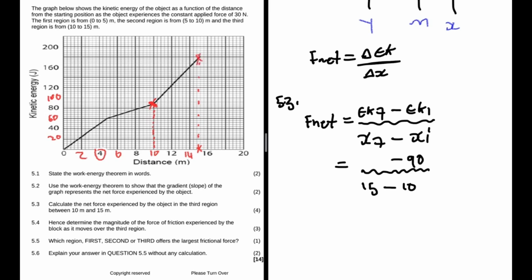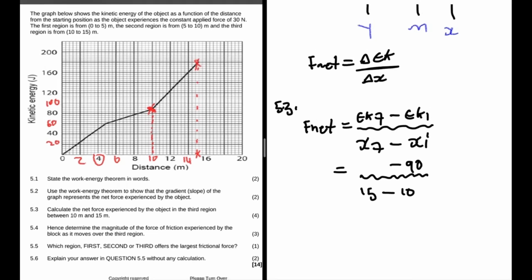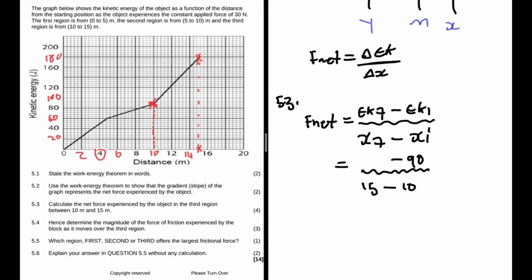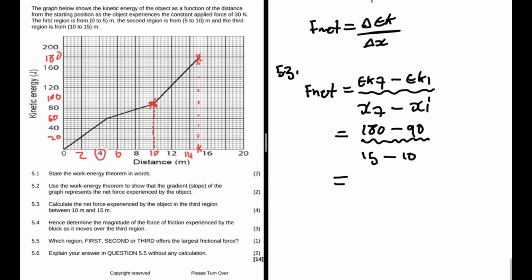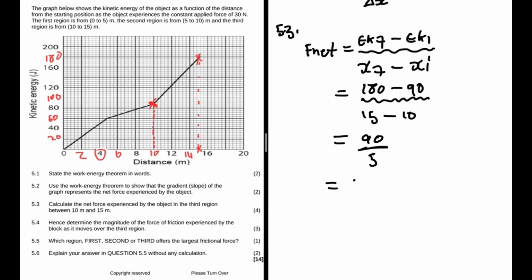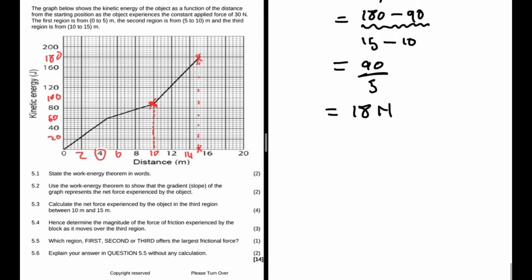We end up at around, so this is 160, so this is 180 here. So we have 180. So 180 minus 90, that is 90, right? And then 15 minus 10, that is equals to 5. So 90 divided by 5 is equals to 18, right? So F net between 10 and 15 is 18 newtons.